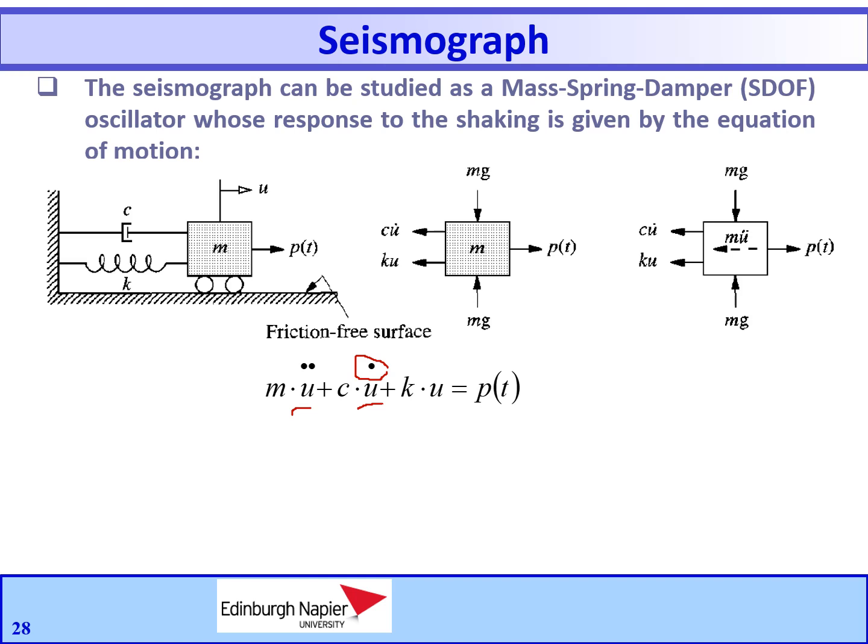An alternative way of coming to the same result is to treat the term m times acceleration as an additional internal force, which is the inertia force, that acts on the mass in the opposite direction to the acceleration. The equation of motion is then an expression of dynamic equilibrium between the internal and external forces. The inertia force plus the damping force plus the stiffness force altogether equal the external force.